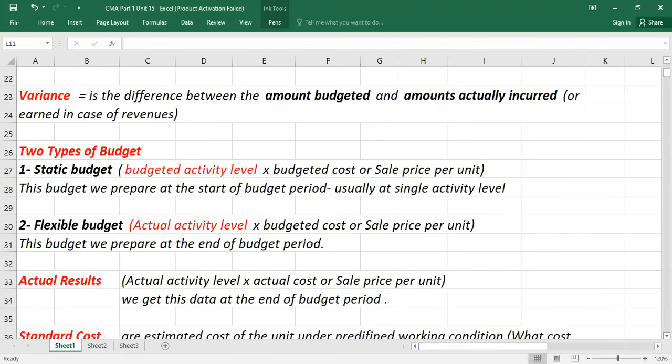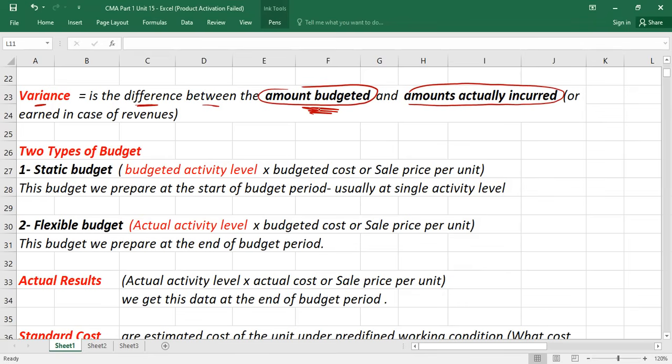First of all, we are going to discuss the definition of variance. We need to understand what variance is. So, guys, variance is always the difference between the amount budgeted and the amount actually incurred. It's simply a difference between budgeted values and actual values. But there are two types of budgets, so we have to understand two definitions of variance.